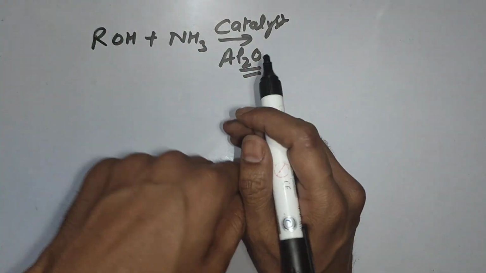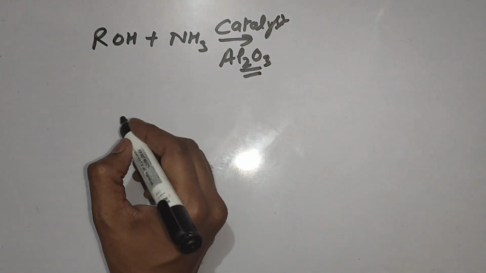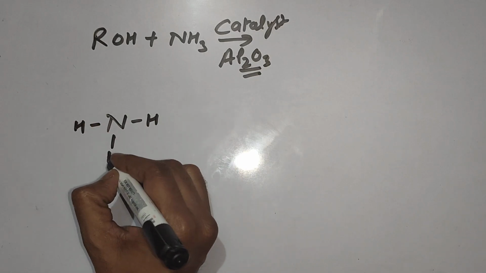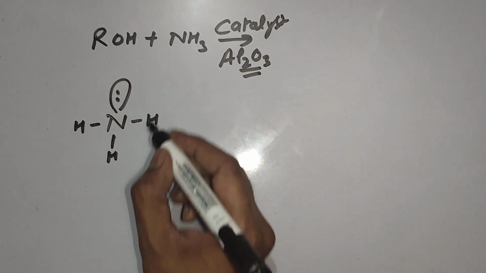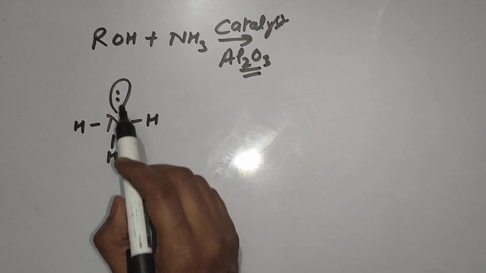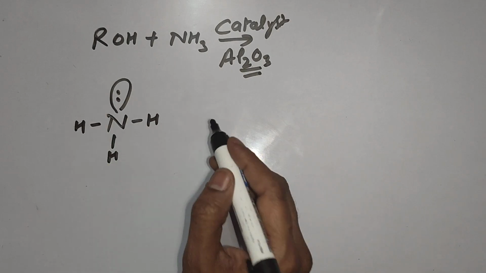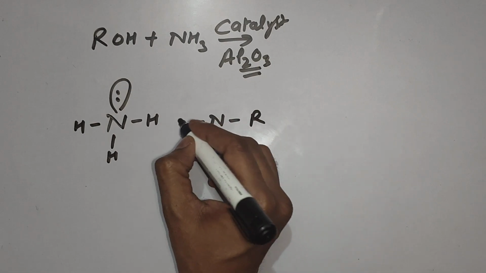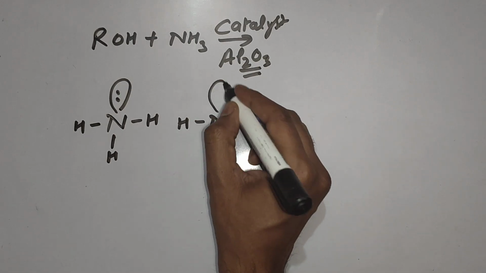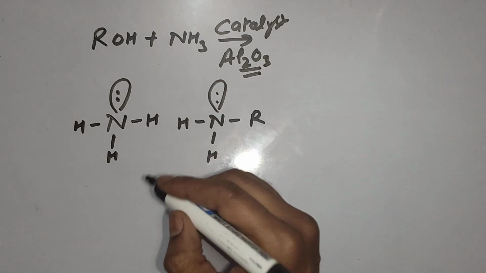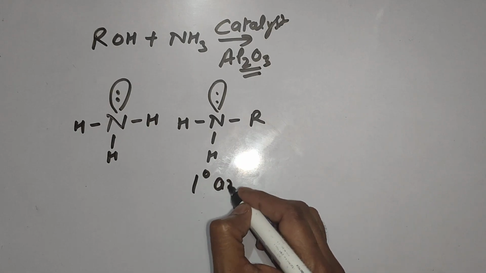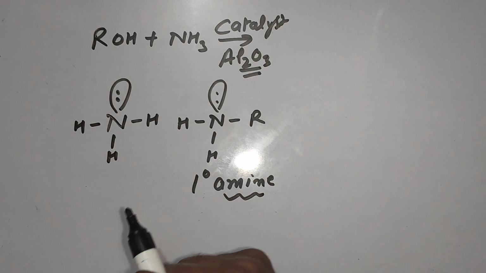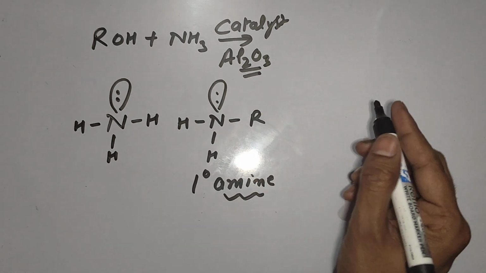Now before the start of that reaction, I want to discuss some points with you. This is the condition of ammonia: nitrogen making 3 single covalent bonds carrying a lone pair. This is ammonia. When one hydrogen of ammonia is replaced by an alkyl group, it becomes 1 degree amine. It's a functional group, another organic compound, which is known as 1 degree amine.